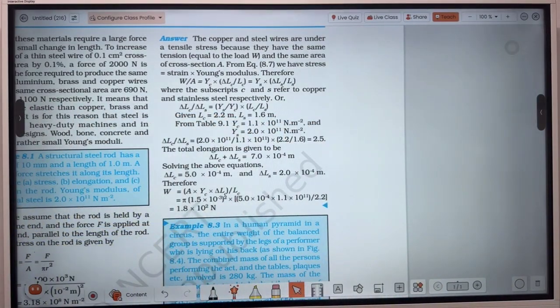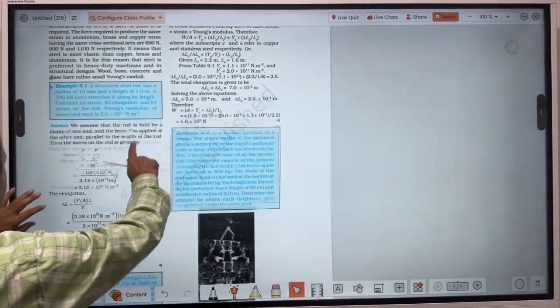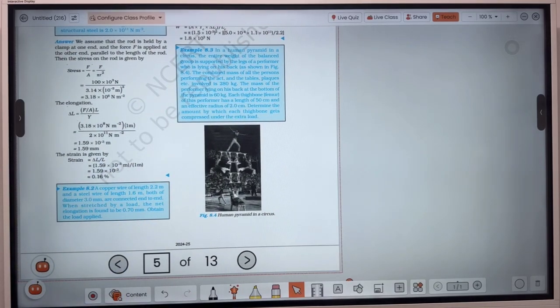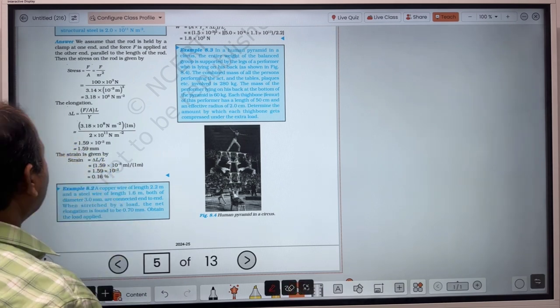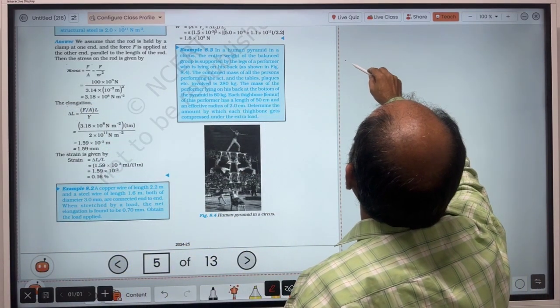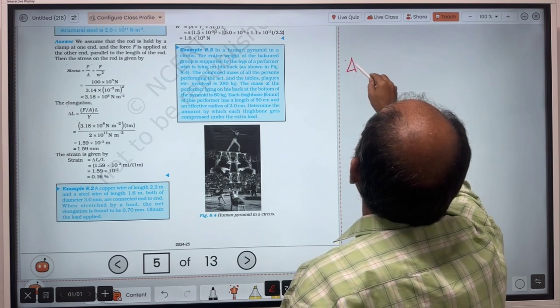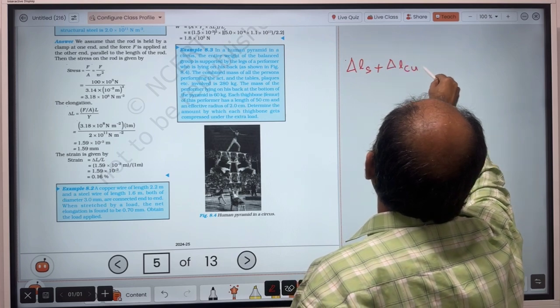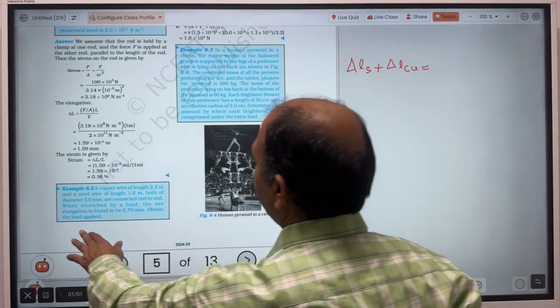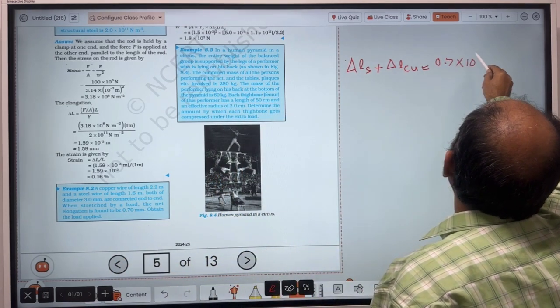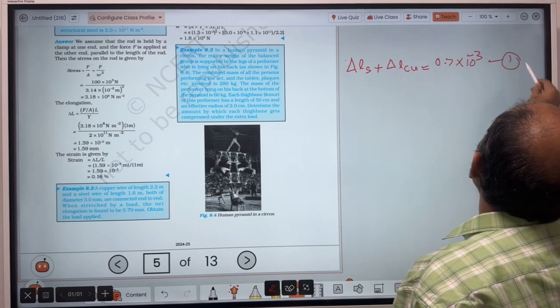I think you have understood, but I'm going to analyze once again so that thing may become very clear, because something remained unclear. So in order to give you clarity, once again I would like to start from the beginning. So what we did, we started from here, we were given delta L steel plus delta L copper equal to 0.7 mm, 0.7 into 10 to the power minus 3. This is equation number 1.